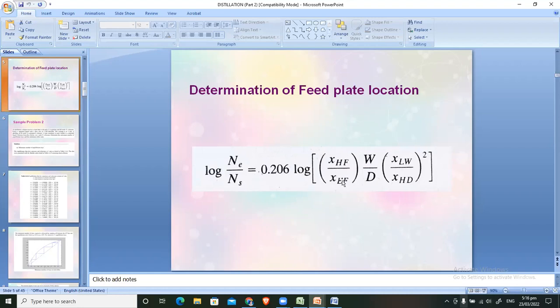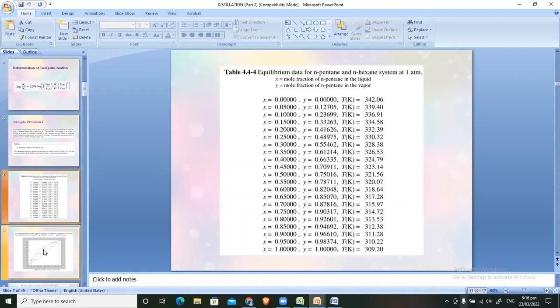Now in the formula, you have this one, X sub HF, X sub LF. Just in case you have forgotten, this represents the high boiling point component in the feed for HF, the low boiling point component in the feed for LF. The same is true in here: low boiling component in the bottoms liquid and high boiling point component in the distillate. This equation was also shared by John Putis in his book. And you have this sample problem.